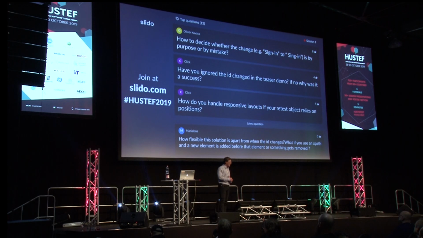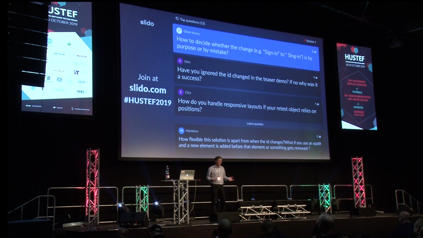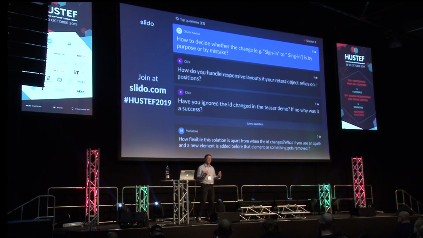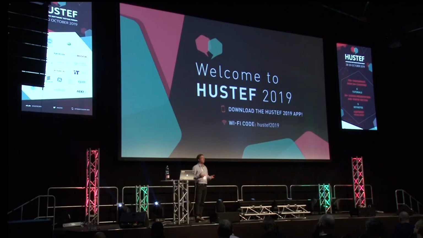How do you decide whether the change, for example, sign-in or sign-in, is used by purpose or by mistake? Well, that's a human decision. That's where I think that after AI has taken over and is generating all the code and all the tests, at some point, someone has to make the decision, right? So you have to have a human in the loop that decides what it is that we actually want. If we want a chat program, do we want WhatsApp or do we want Skype? If we want a photo sharing application, should it be Instagram or something else? At some point, someone has to decide what the result should be, and hopefully it will take quite a while until AI can do that. So for now, this is what the human has to do.